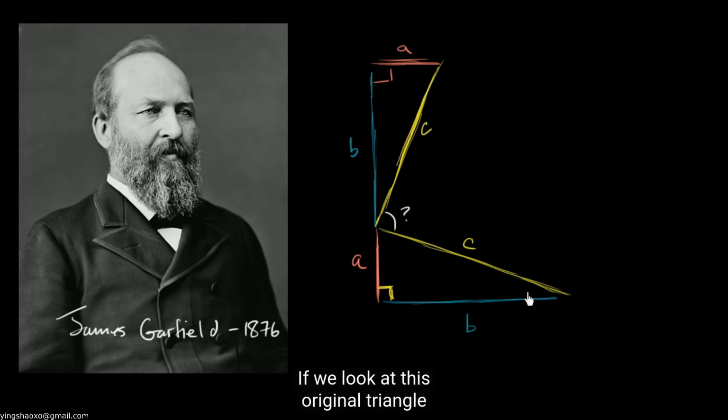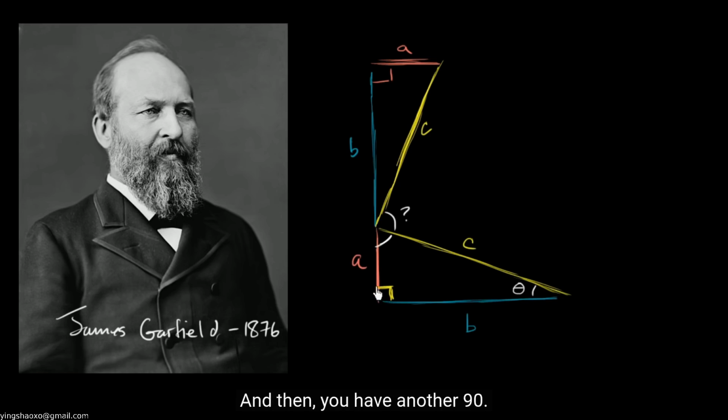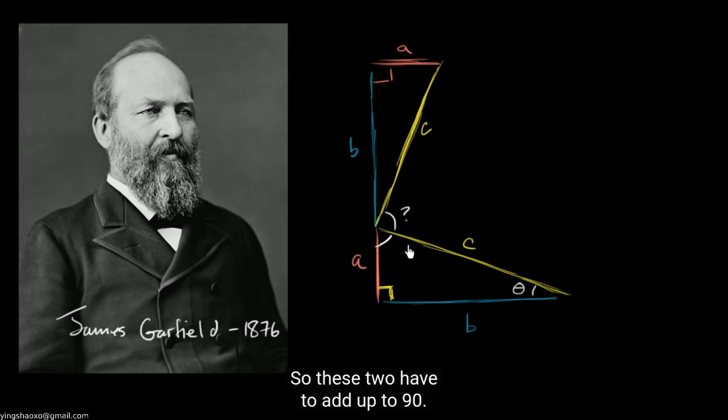If we look at this original triangle and we call this angle theta, what's this angle over here, the angle that's between sides of length A and length C? What's the measure of this angle going to be? Well, theta plus this angle have to add up to 90, and then you have another 90, to get 180 degrees for the interior angles of this triangle. So if these two have to add up to 90, this angle is going to be 90 minus theta.